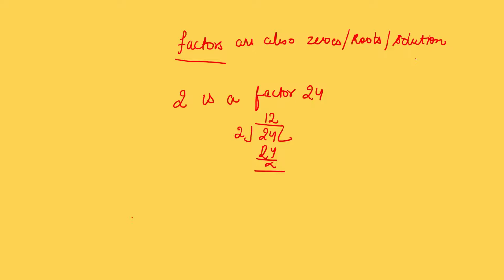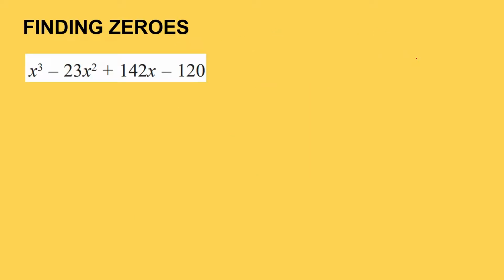Right. Now how to find zeros of the polynomial? How will we decide how many zeros a particular polynomial has? We can decide with the help of the degree of the polynomial. Whatever the degree of the polynomial, that many zeros are possible for that particular polynomial. Now in this, degree is 3, which means there should be 3 solutions for this particular polynomial.